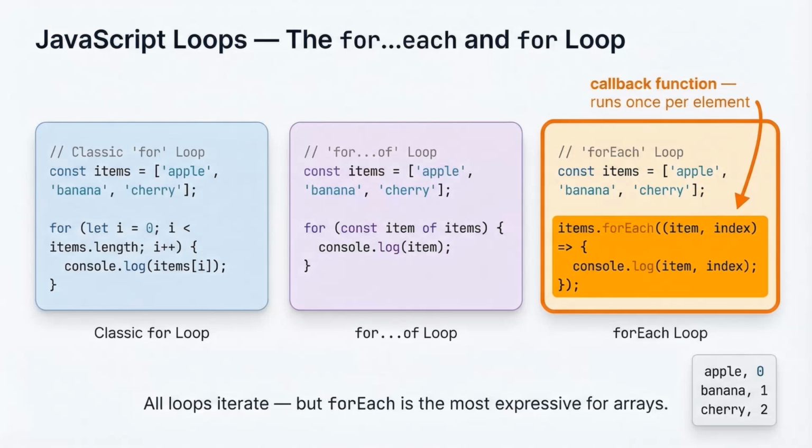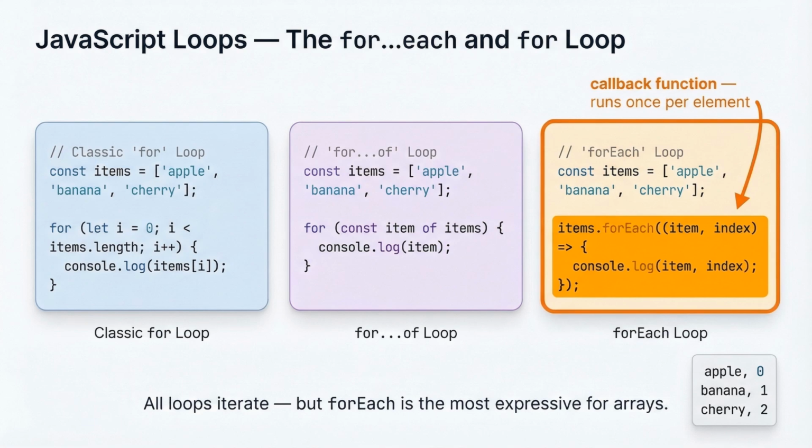What makes for each special is that it takes a callback function as its argument. That callback is automatically called once for every element in the array. You don't manage a counter, you don't worry about the index bounds, you just describe what to do with each item. This is a pattern you'll encounter everywhere in JavaScript, so getting comfortable with it early makes everything else much easier to understand.